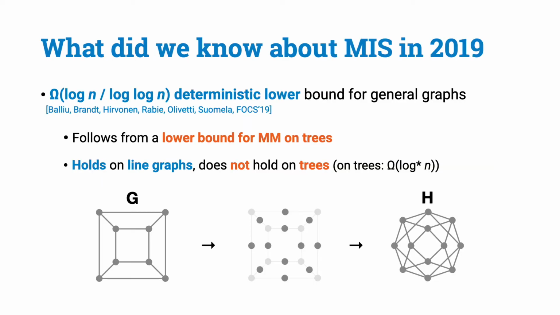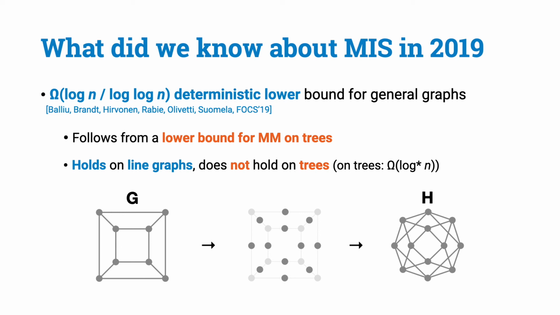What did we know about MIS prior to this work? We discovered in 2019 that for deterministic algorithms, MIS requires Omega of log n over log log n rounds. This result follows directly from a lower bound of the same complexity for the maximal matching problem. The reason is that computing a maximal matching of a graph G is equivalent to computing a maximal independent set in the line graph of G.